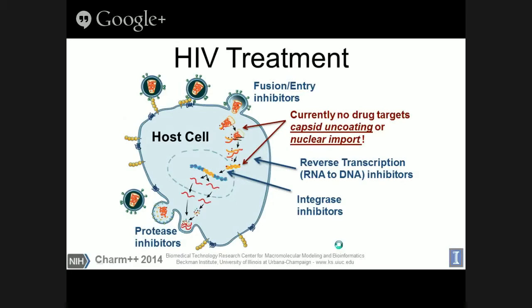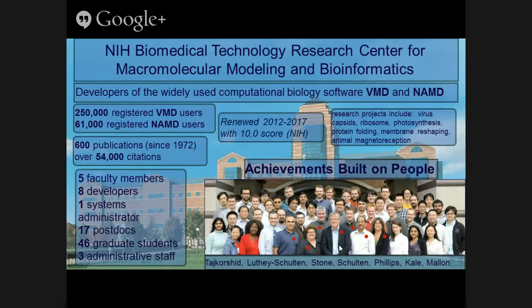Okay, so work like this, of course, takes a village. We work right across the way here at the Beckman Institute. This is sort of Schultenville. And we have two main packages, a visualization package, VMD, and the simulation package, NAMD.